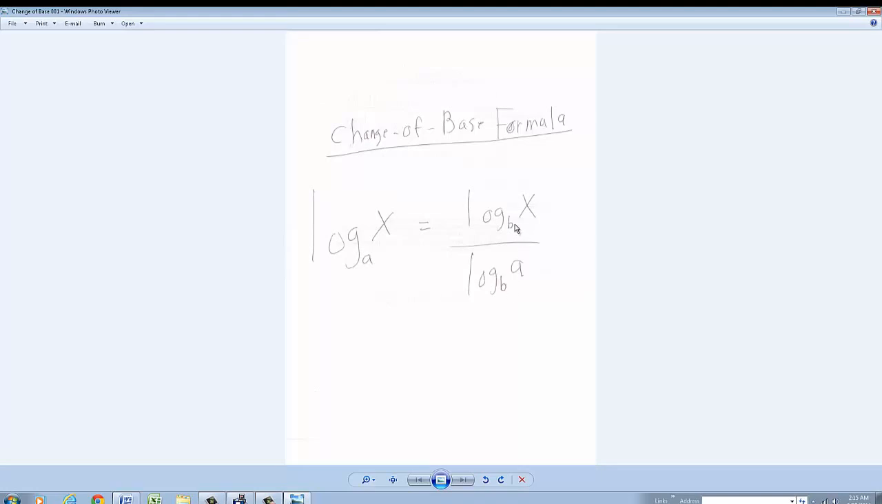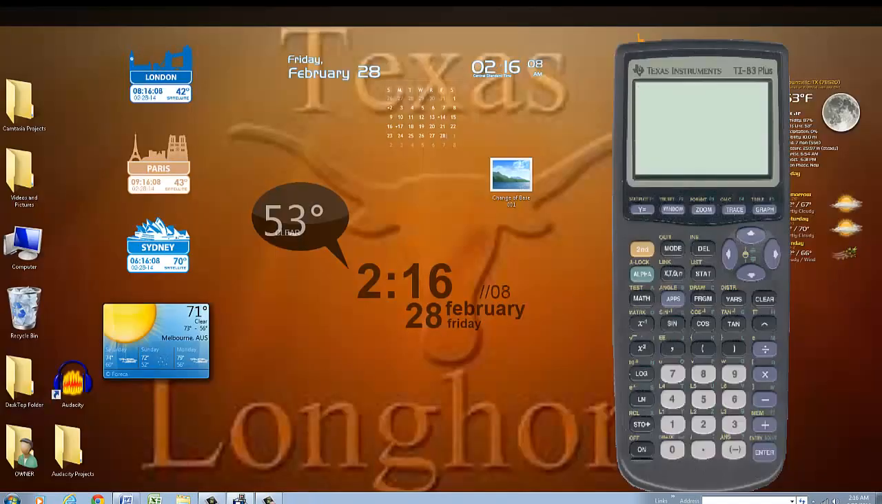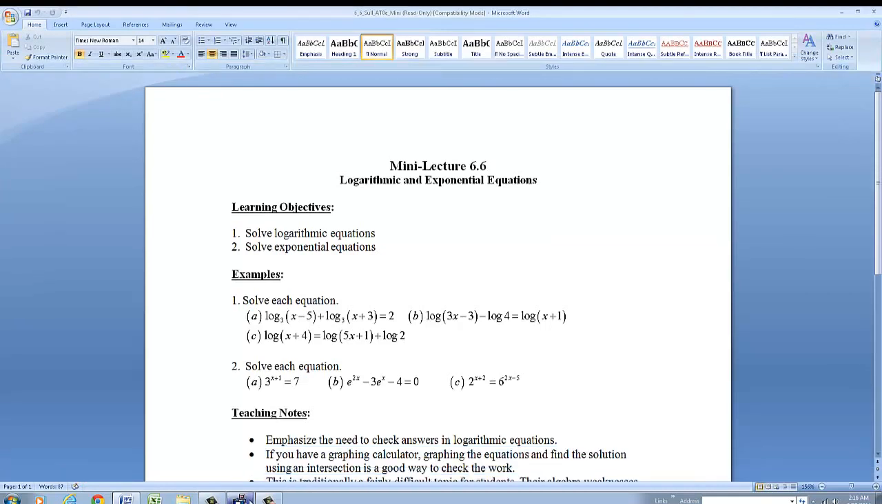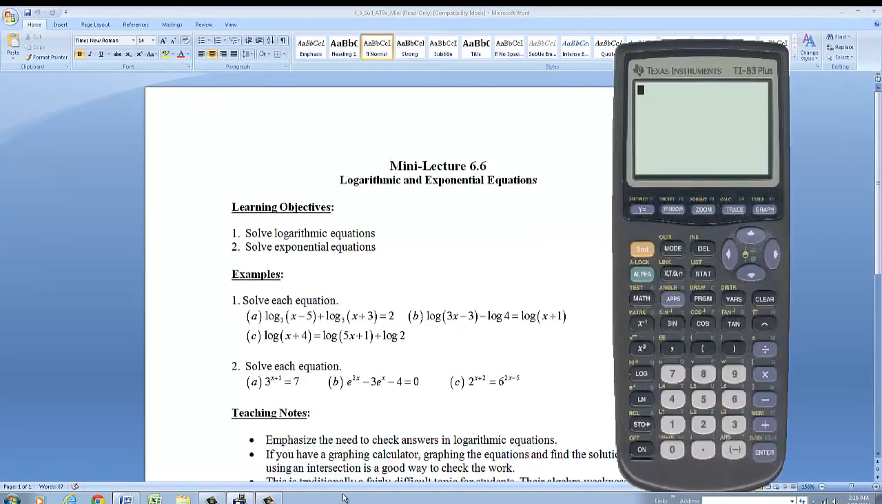Okay, so what base do we select? Well, on the calculator we have base 10, and ln is base e, so this could be the log to base 10, or it could be ln here, and that formula is going to work. Okay, so let me close this now. So now we can go back to the first one.